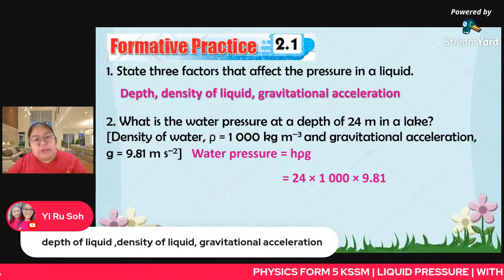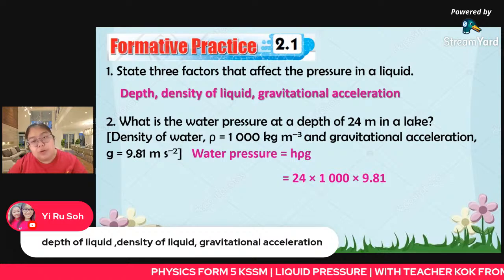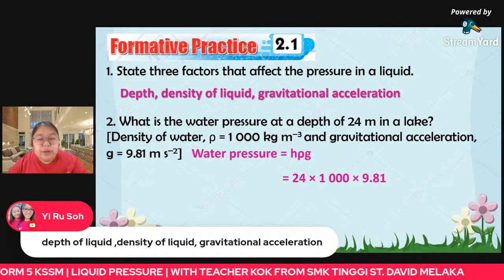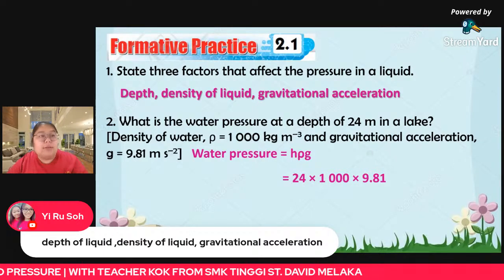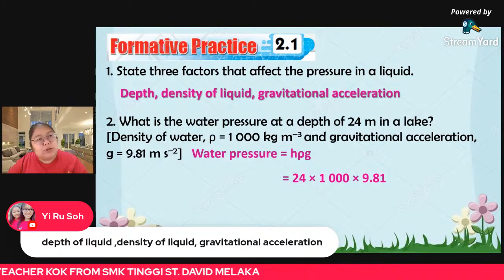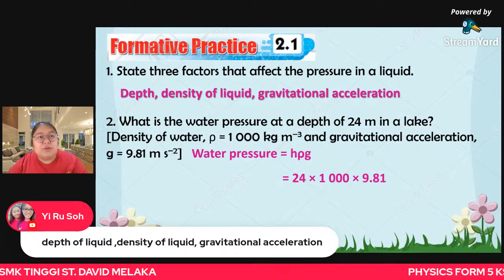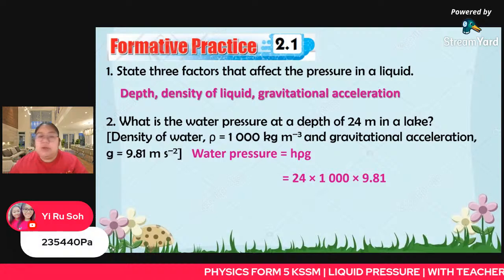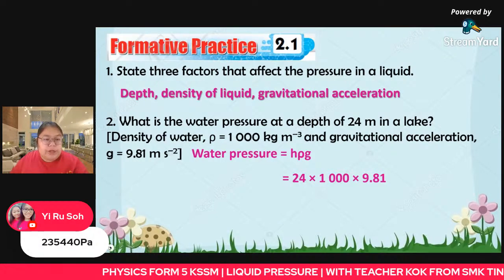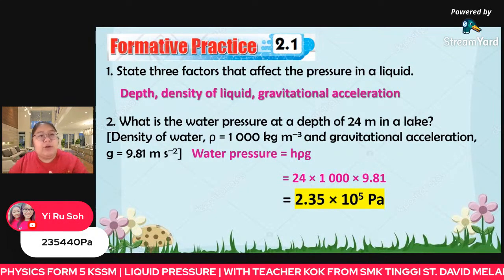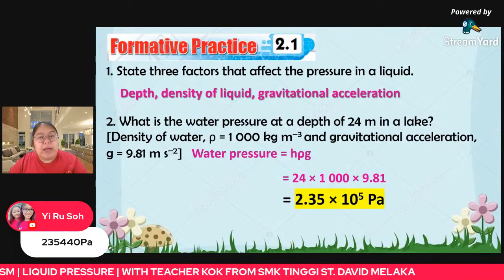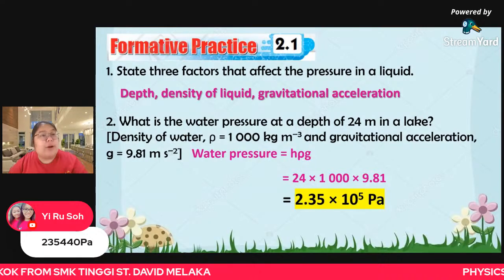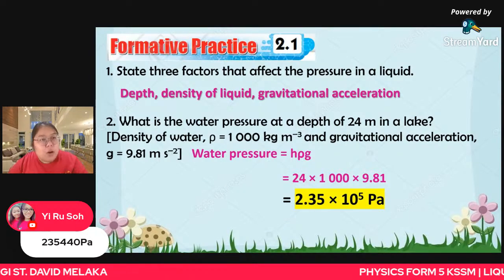So we apply everything. The h is in meters, so we do not need to change it; we just put 24. The rho is 1,000, and the g is 9.81. Yiru gave the answer: 235,440 Pascal. We pin the answer. You can give it in standard form or as a whole number, that is correct. Or you can change it to kilopascal, also correct.